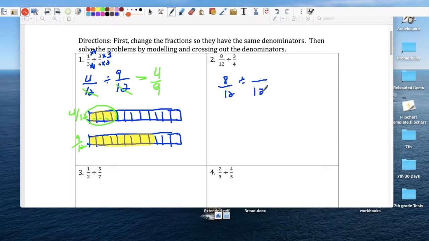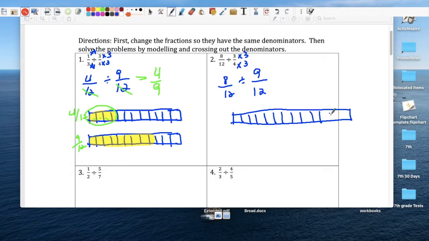And here we're going to change that to 12, so it's times 3. On the top is times 3, and 3 times 3 is 9. So now it's 8 over 12 and 9 over 12. So let's do 12. 1, 2, 3, 4, 5, 6, 7, 8, 9, 10, 11, 12. Let me cut the last one out.